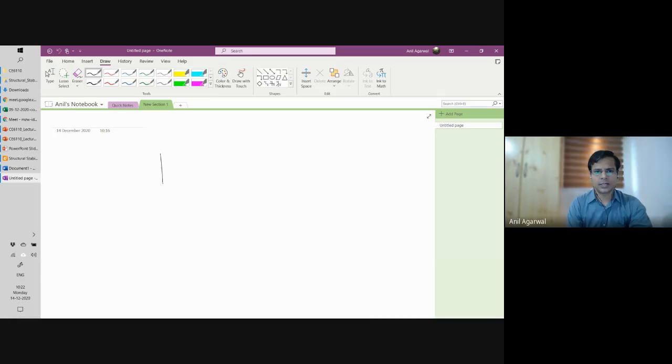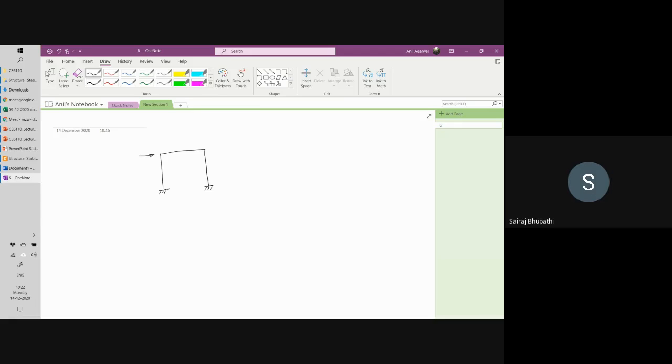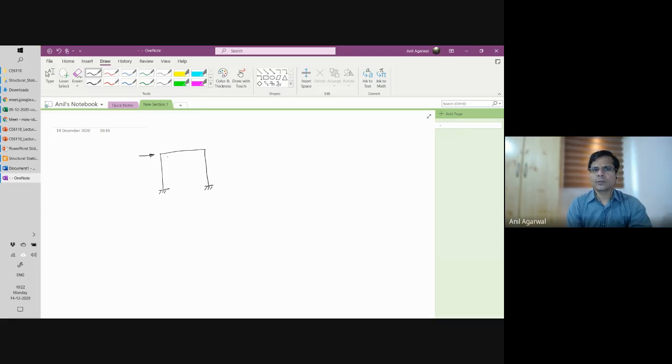Okay. So let's say I have a frame. You can see my screen, right? I'm scribbling something. Yes, sir. We apply a lateral load on this frame, and there will be some kind of a deformed shape, somewhat like this. Okay. These angles remain 90 degrees.